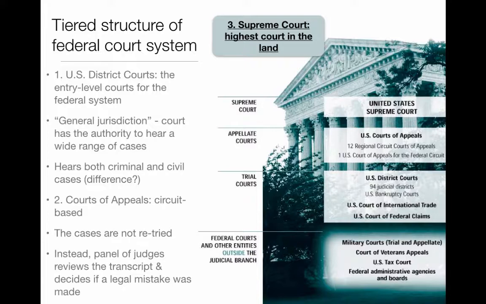The Courts of Appeals are the appellate courts. We have 12 regional circuit courts of appeals, and of course 1 U.S. Court of Appeals for the federal circuit. Cases in the courts of appeals are not retried, okay? This is sort of like a technical court. You don't appear before it. What happens is the judges review the transcripts and then will announce and pronounce if they believe a mistake has been made by the lower courts.